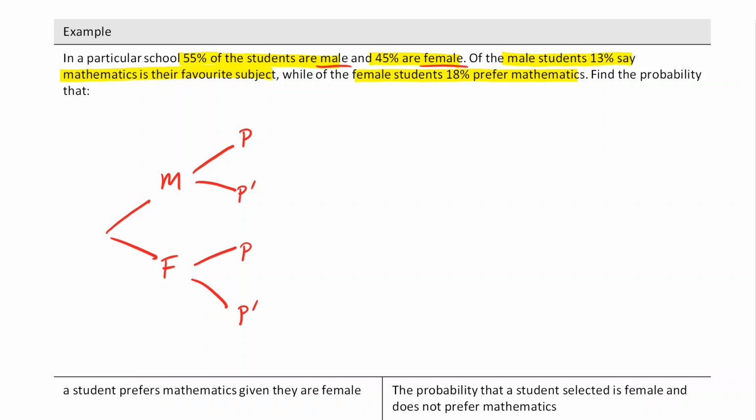Once we've done that, we're now going to put in our percentages, so our probability for each one. So the probability that we're going to select a male is 55%, and we write that as 0.55. The probability that we're going to select a female is 0.45.